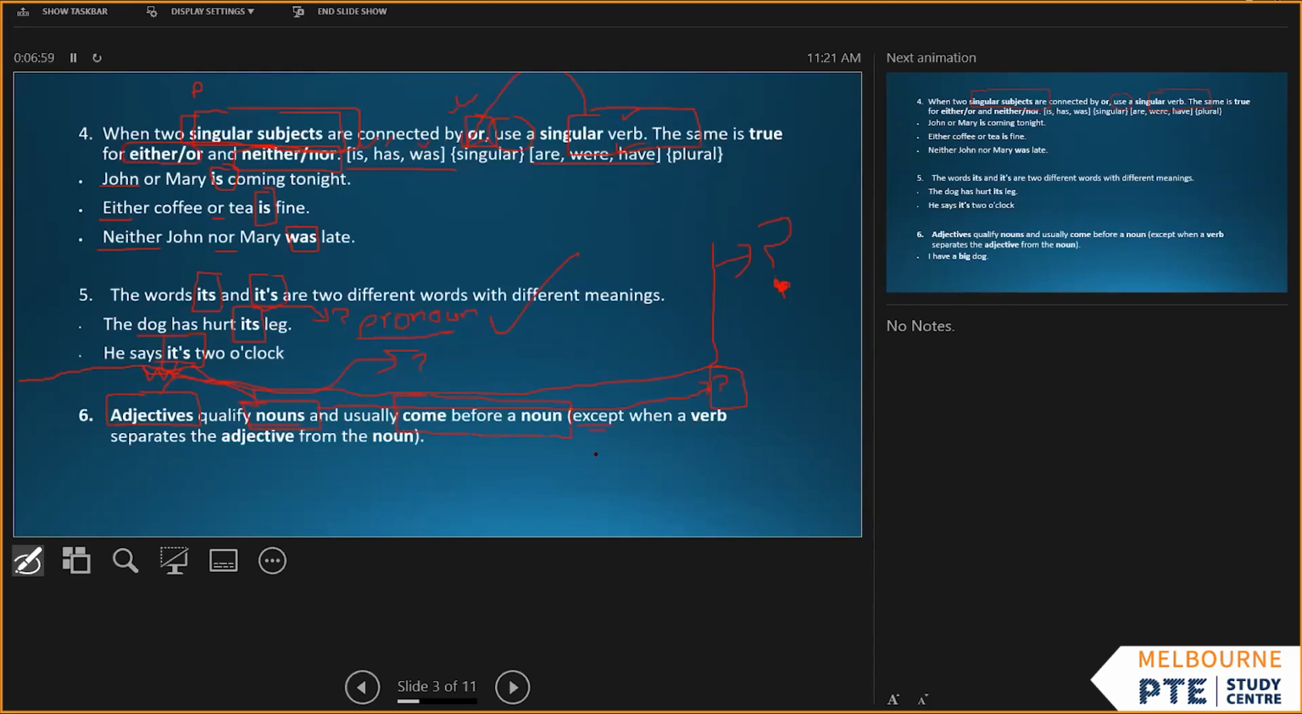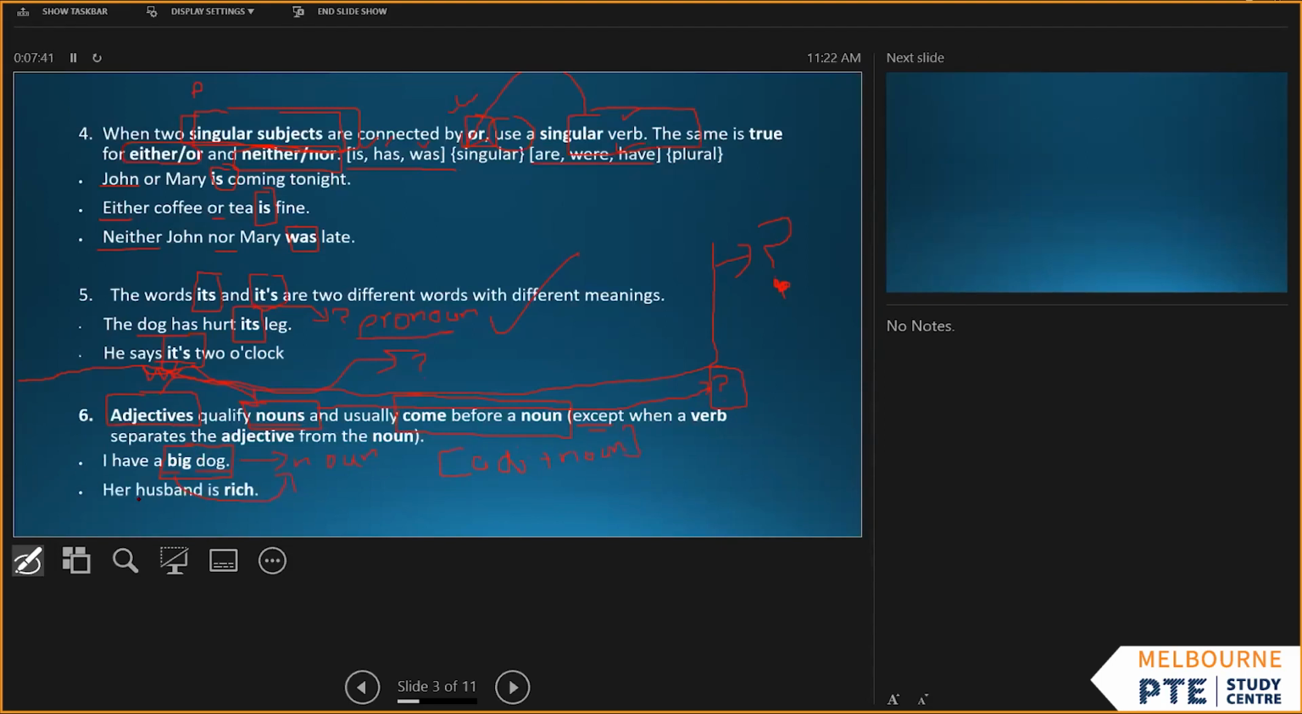Now, what does that mean? Let's have a look over here. What does this sentence say? I have a big dog. Now, what is the noun over here? Good. Noun is, of course, dog. Now, what is the adjective? Big. Good. Big is my adjective over here. That is qualifying my noun. Now, if you see, adjective is coming first, and then you have your respective noun.